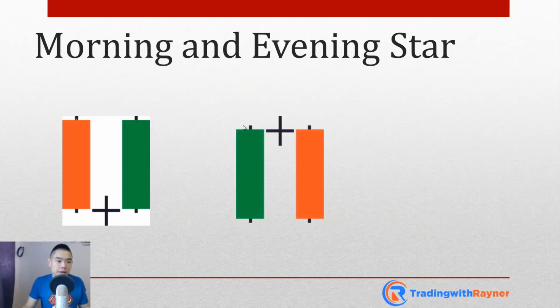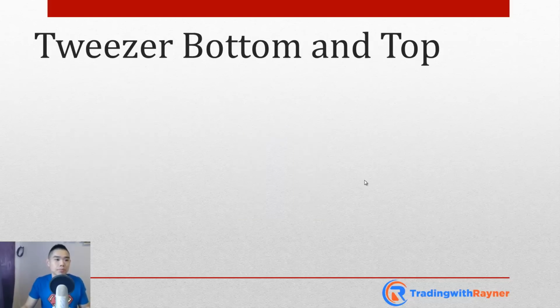First candle, buyers are in control, closing near the highs. Second candle, indecision, right? They can't decide whether to go up or go down, so that's why they close at the same level where they open. On this candle over here, the open and close is at the same level. And third candle, bears come in and push price lower, closing near the lows. So this is what we call an evening star, a bearish reversal pattern.